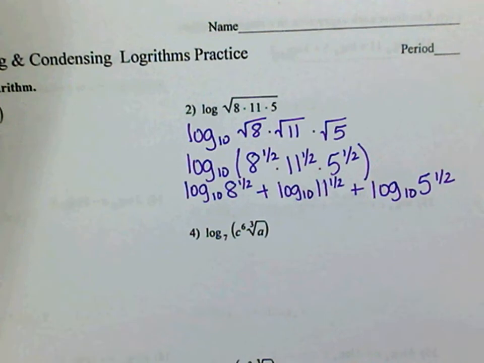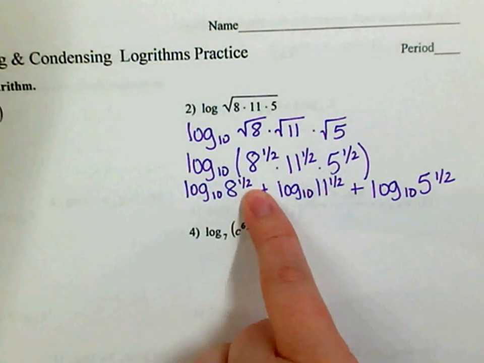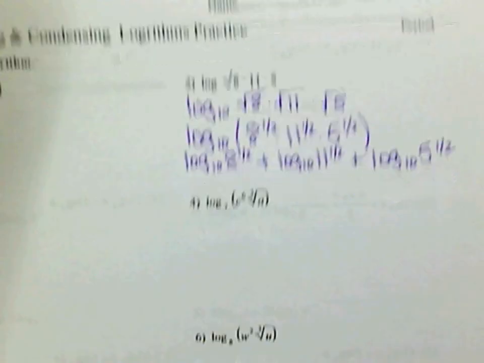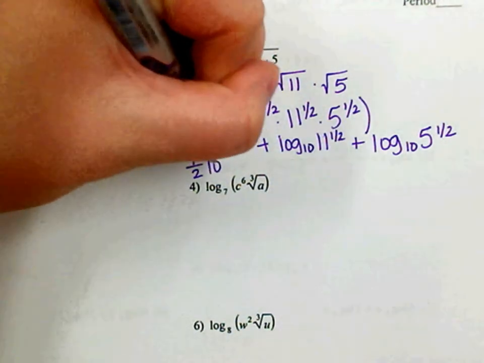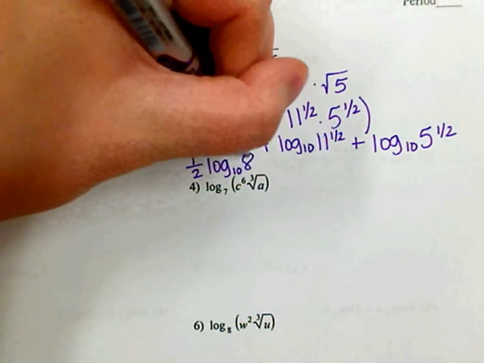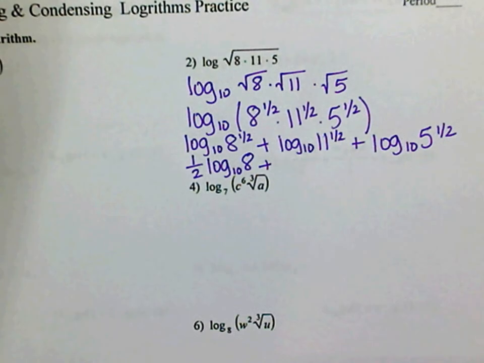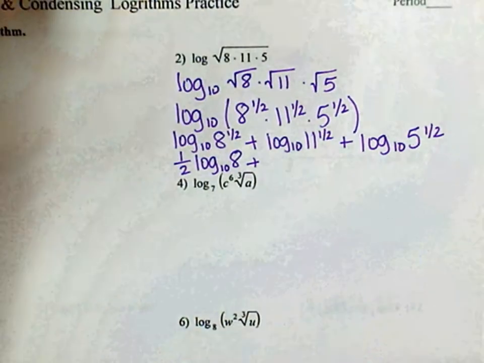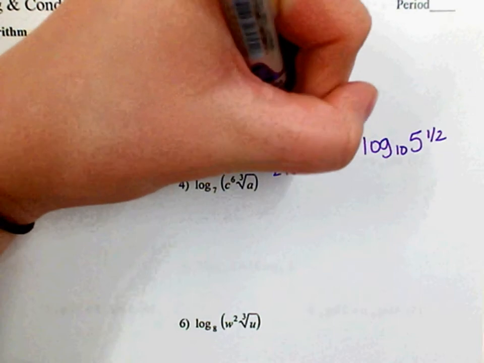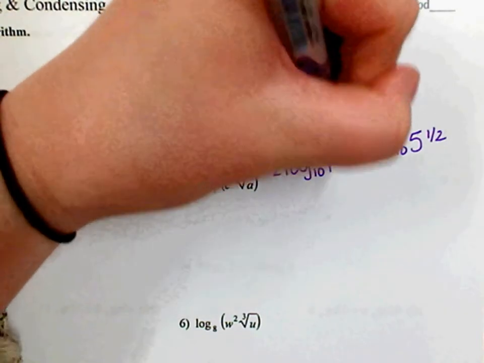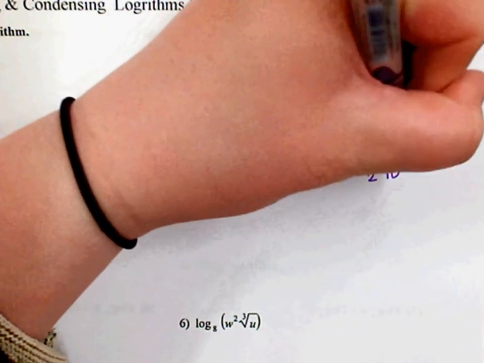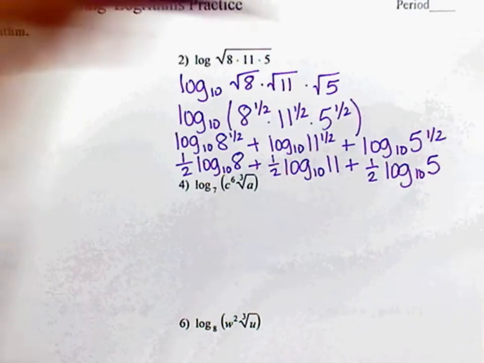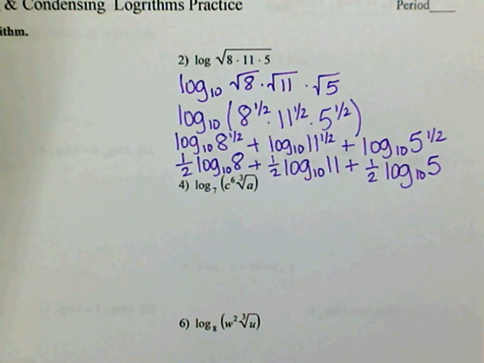So, like I said, whenever you're expanding, your last step is dealing with those exponents and moving them out front. So my final answer is going to be 1/2 log base 10 of 8 plus 1/2 log base 10 of 11 plus 1/2 log base 10 of 5. So that would be my final answer right there.